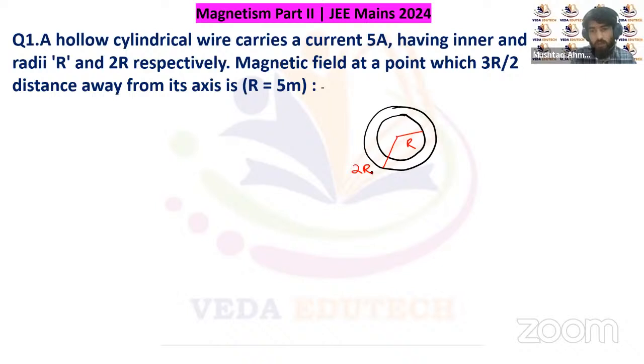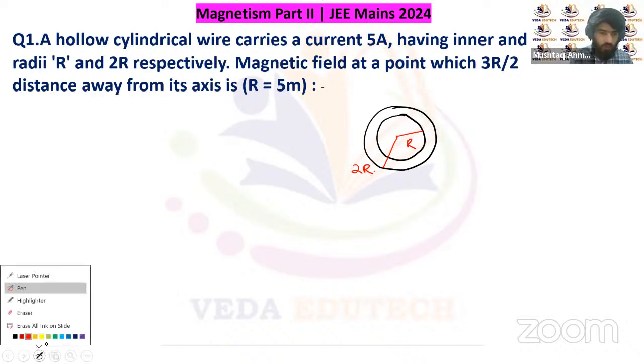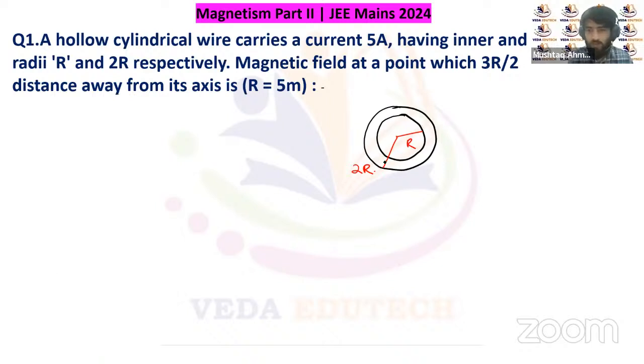Now we have to find the magnetic field at a point which is at a distance of 3R by 2. It means that that point will actually lie between the two circular portions, somewhere here. Let's suppose this is the point P in between the two circles, and at this point P, we have to find the magnetic field, right?